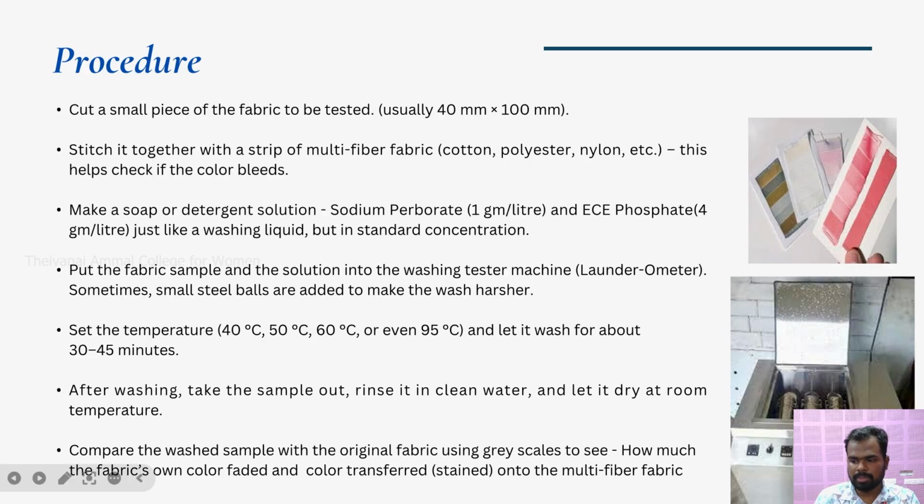This machine is also known as the launderometer, where our washing fastness is going to be carried out. The temperature can be varied from 40 to 95 based on the dyed material. It can be cotton dyed material or polyester or any natural fiber. The duration of this procedure is 30 to 45 minutes, and after this washing, same as the method for homemade laundering, we have to take it out, squeeze it, remove the excess moisture and dry it at room temperature. After that, the multi-fiber strip is evaluated using the grayscale.